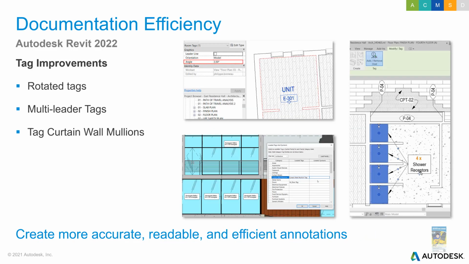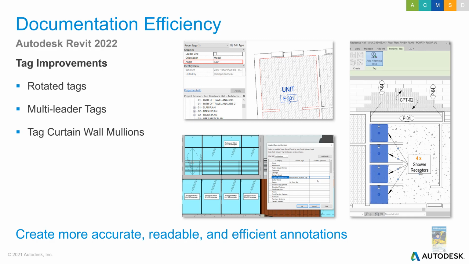Tag improvements, so now you can actually specify any angle you want for your tags. So if you look at the properties panel of the tag, it has an angle parameter. Makes a lot of sense. You can actually have multi-leader tags, and tagging curtain wall mullions as well is new. This kind of makes sense, being able to do multi-leader tags.